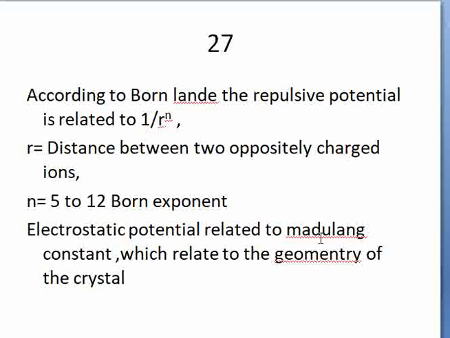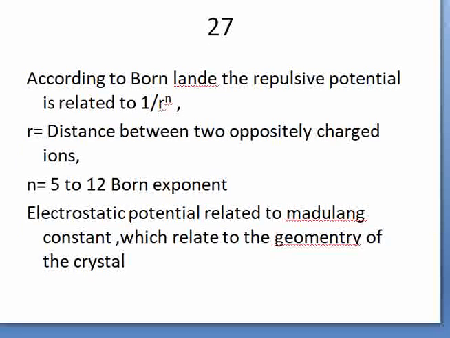Electrostatic potentials are related to the Madelung constant, which is related to the geometry of the crystal. The Madelung constant is the electrostatic potential term. It depends upon the geometry of the crystal. It can vary, so the Madelung constant varies depending on the geometry. So Kapustinskii averaged the Madelung constant. He used one constant. That value we have seen already. Next one.